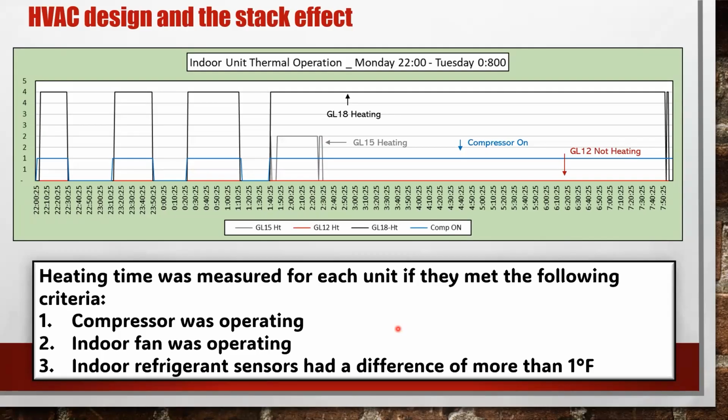Now, the criteria for me deciding whether this thing was heating was to look at, was the compressor on, was the fan on, and was there a temperature difference on the sensors in the coil? If those three factors were met, then that unit was calling for heating. The GL12 never met that criteria. And the temp difference that I put into the formula was only 1 degree.